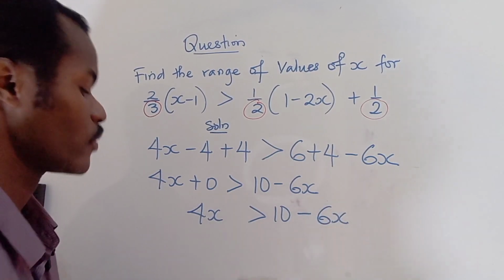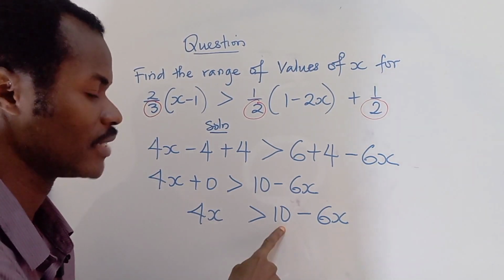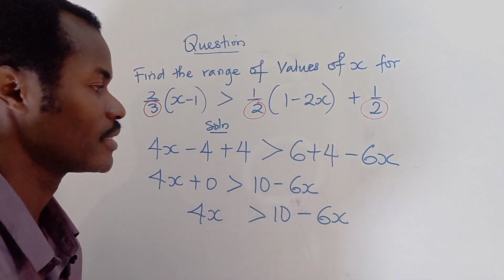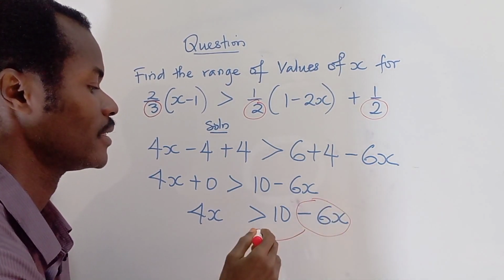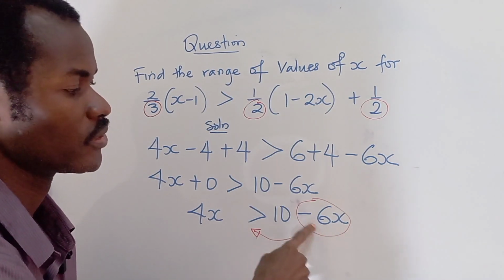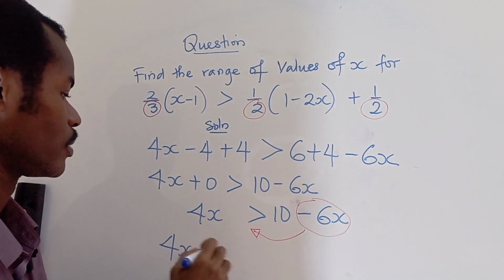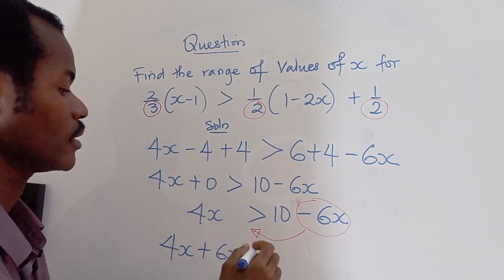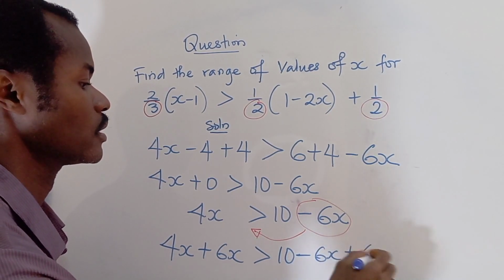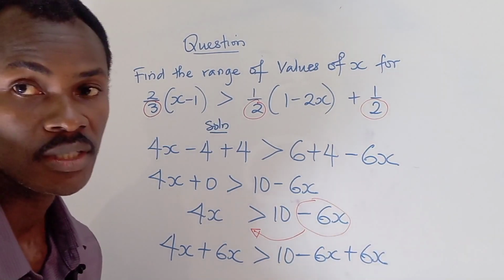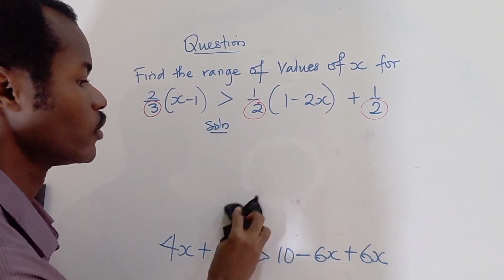6x. Now from this step, what do we do to keep 10 on the side and remove this from this side? For me to remove this and bring it to this side, I want to add plus 6x to both sides. So we're going to have 4x plus 6x added to it is greater than 10 minus 6x plus 6x, so that this becomes 0.